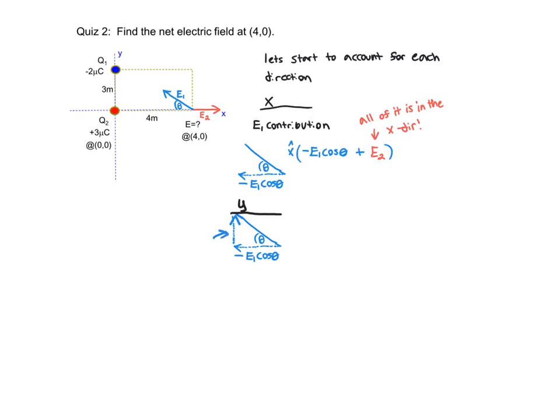So now for the y contribution, I'm only going to have this component, because E2 was all in the x, so there's no y contribution from it. I'm just going to write it's in the y hat direction, and it's positive E1 because we set going up as the positive direction, and sine is going to be this angle for sine. And that should be all for the y.